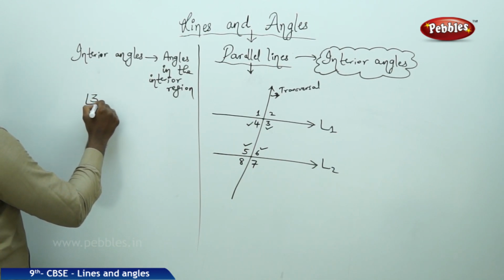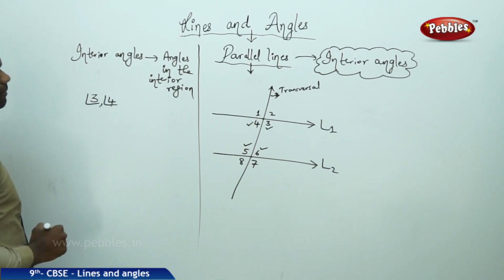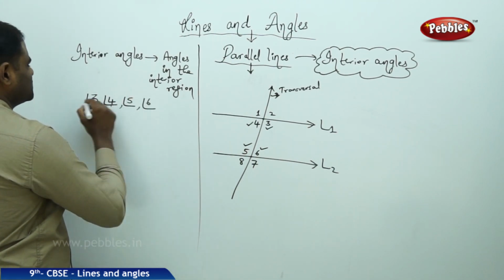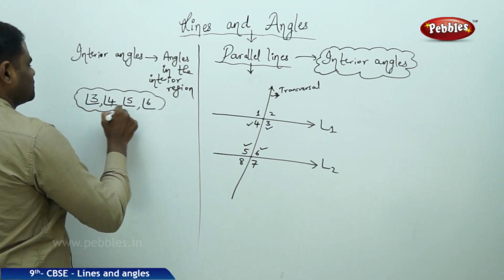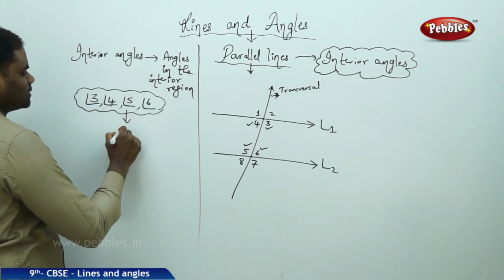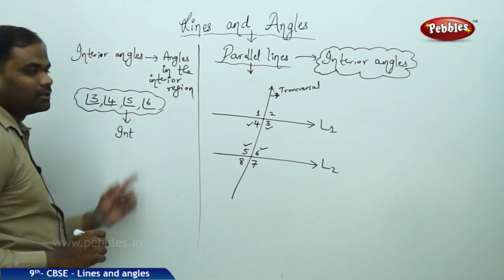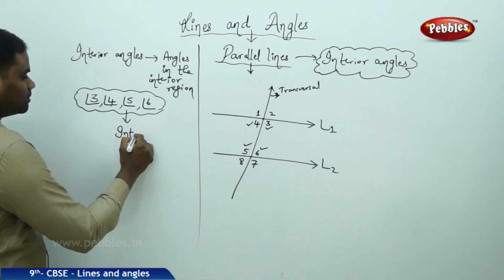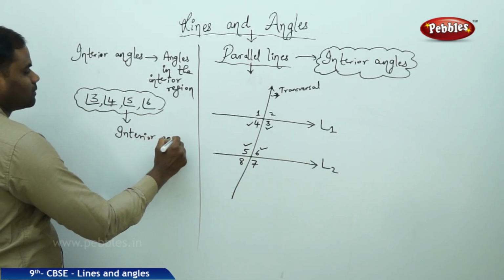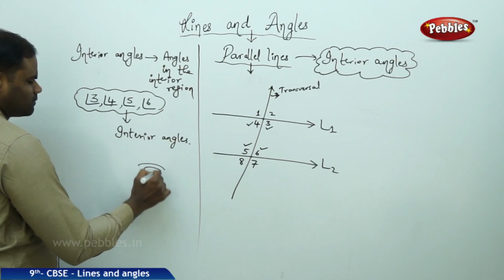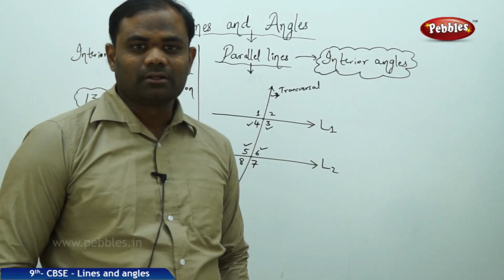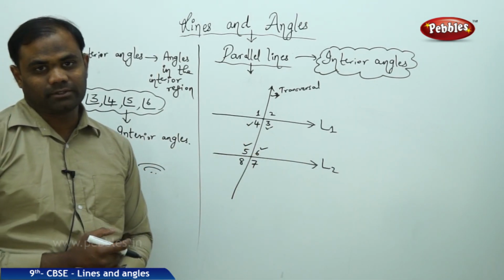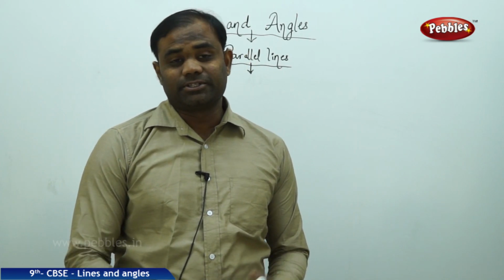Angle 3, angle 4, angle 5, angle 6 are said to be the angles in the interior region, and therefore these angles which are in the interior region of the parallel lines are said to be interior angles. Interior angles in the parallel lines are angle 3, angle 4, angle 5 and angle 6. Now let's see the exterior angles.